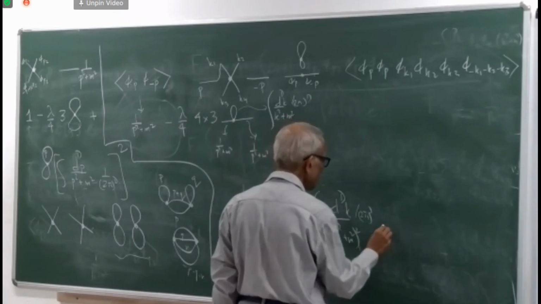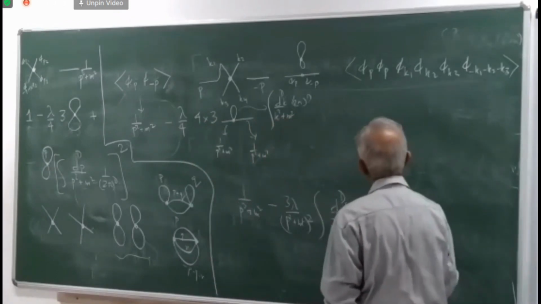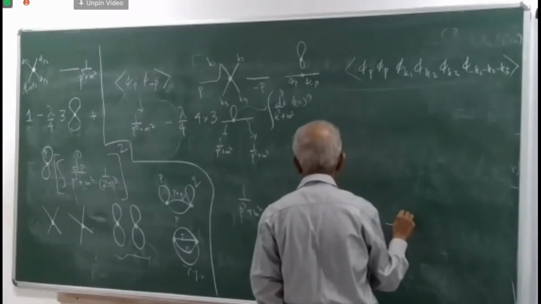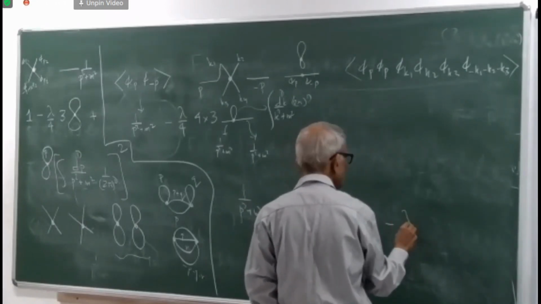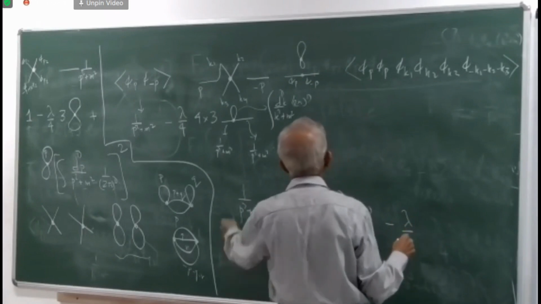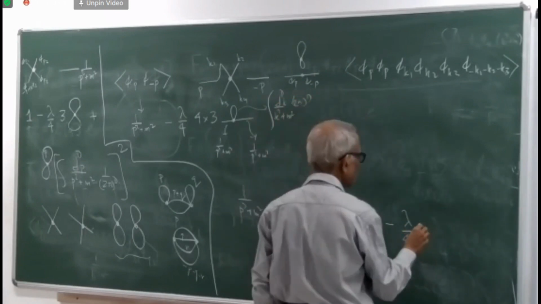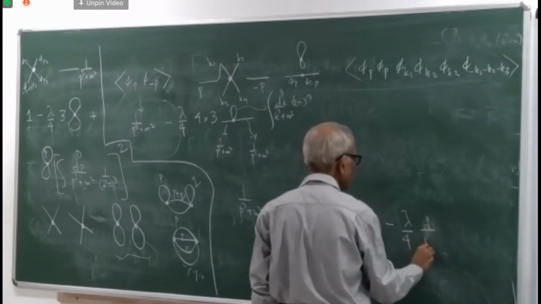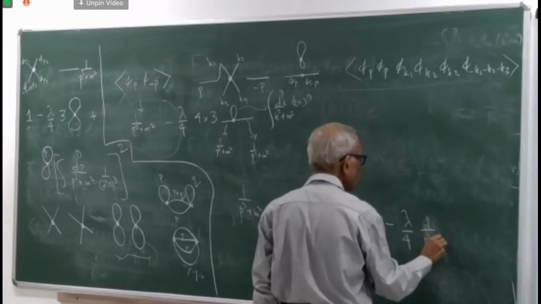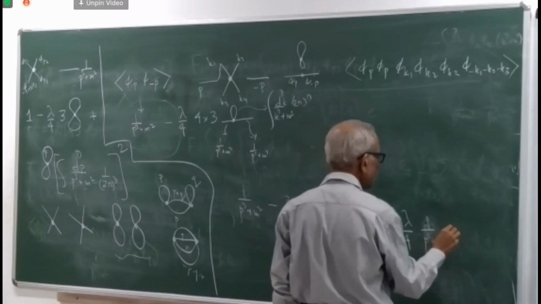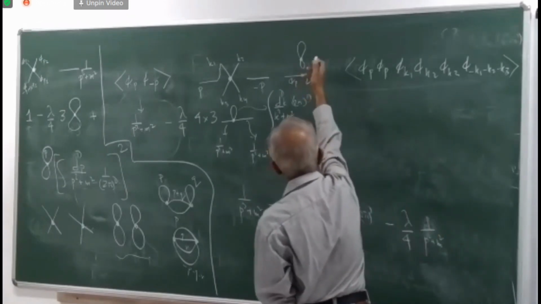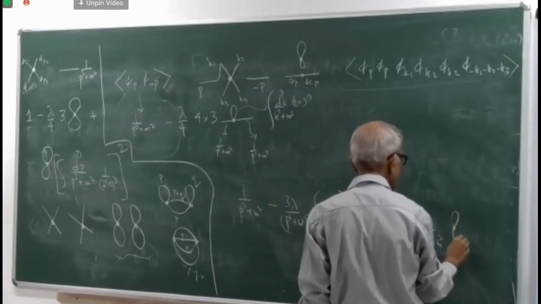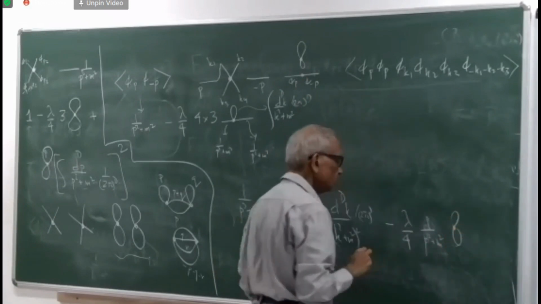And then there is minus lambda by 4, and I have 1 over P square plus M square times this loop, which could have been formed in 3 different ways. So I just draw this loop over here.